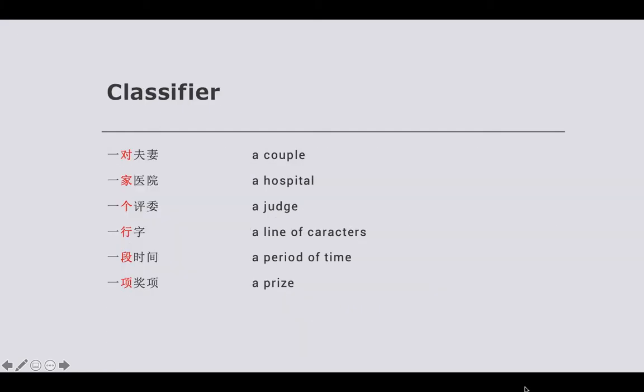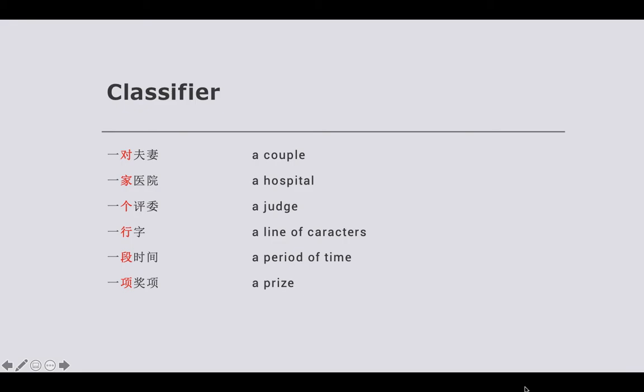And just before we do a dictation, here are the classifiers that we have learned in this lesson. So later on, when you are learning new nouns, you need to also acquire the classifiers that are used with them. So firstly, a couple, 一对夫妻. And try to remember the difference between 一对 and 一双.